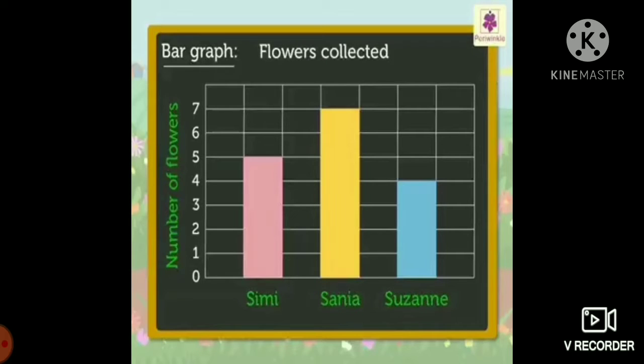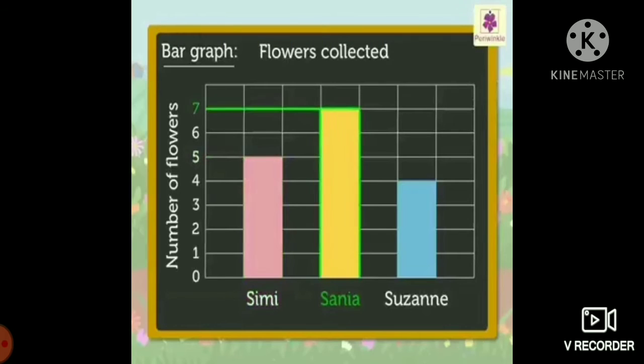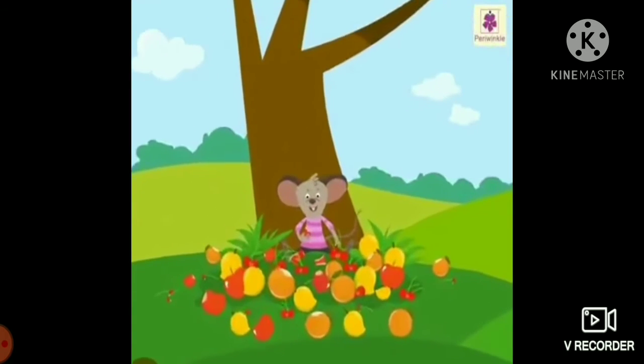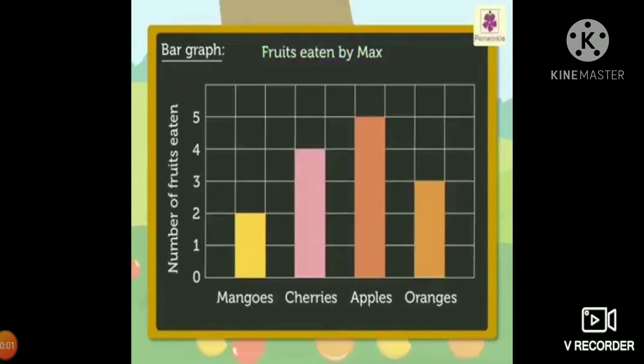There are two axes you will see here, the x-axis and the y-axis. Along the x-axis we have taken names, and along the y-axis we have taken the number of flowers. Semi collected 5 flowers, Sania collected 7 flowers, and Sujana collected 4 flowers. This is the representation of the data. So this is a bar graph.